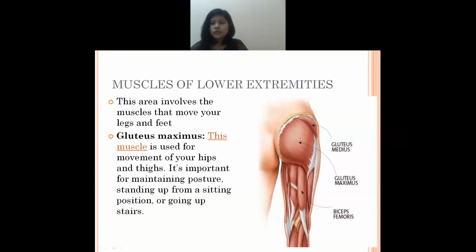Next is muscle of lower extremities. So this is the muscle which you will find in your lower extremities.